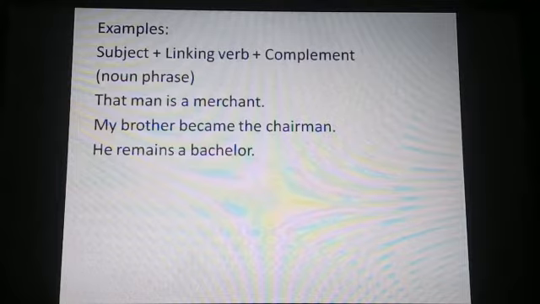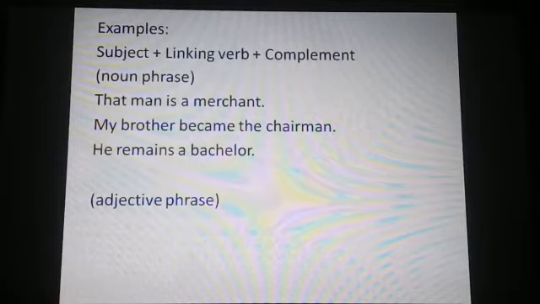That man is a merchant: that man is the subject, is the linking verb, a merchant is the complement, and a noun phrase. My brother became the chairman: my brother is the subject, became is the linking verb, the chairman is the complement, and the complement here is a noun phrase. He remains a bachelor: he is the subject, remains is the linking verb, a bachelor is the complement, which again is a noun phrase. I hope you have understood.